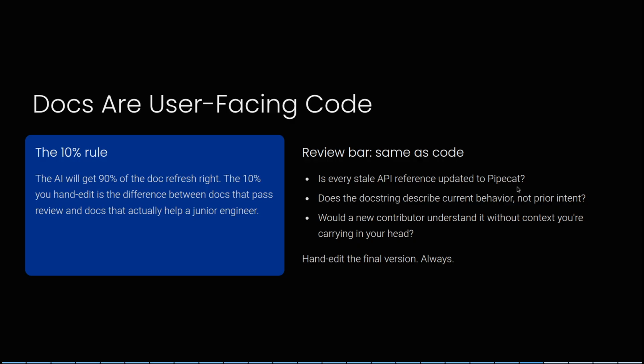And then, is every stale API reference updated in our example project? Do we have things in the project that we can work on for docstrings and current behavior? And would a new contributor understand the context that has been carried in my head as the senior engineer on this process, versus not having somebody today, right?